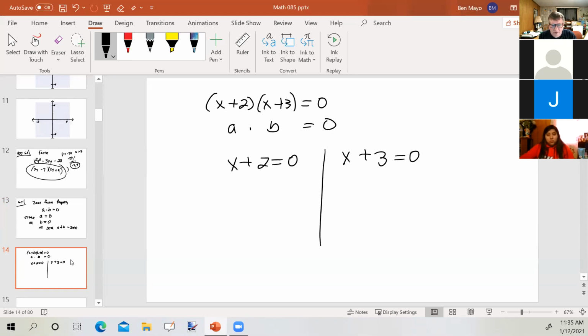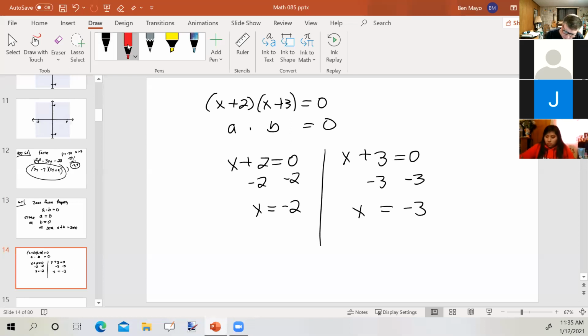Well, if x plus 2 equals 0, to solve that first degree equation, we would subtract 2 from both sides of the equation. If x plus 3 equals 0, to solve for x, we would subtract 3 from both sides of the equation. So now we've got these two solutions.